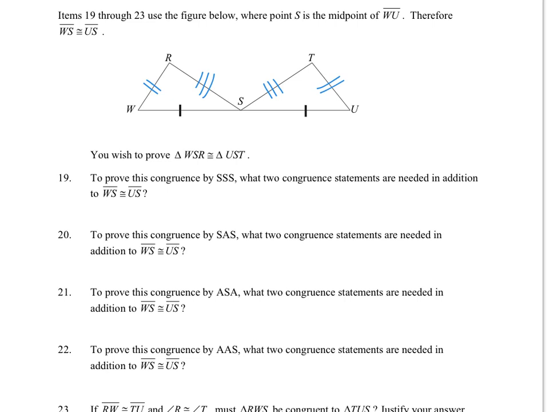Therefore, we need to prove that WR or RW, it doesn't matter, is congruent to UT, and RS is congruent to TS. The order matters because corresponding sides need to match up, but if you wrote WR is congruent to UT or RW is congruent to TU, that won't change anything.